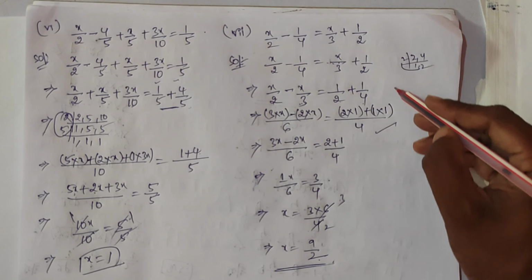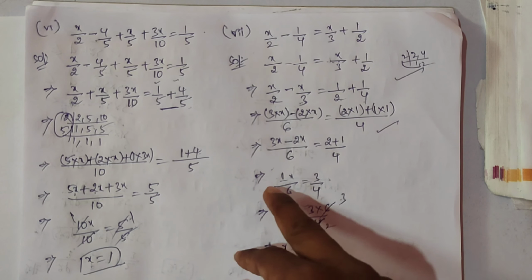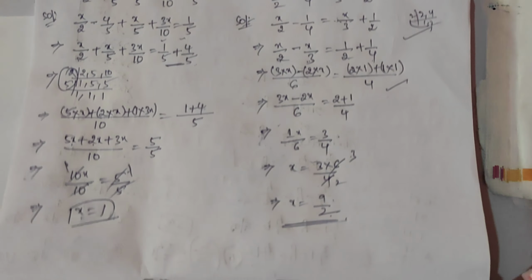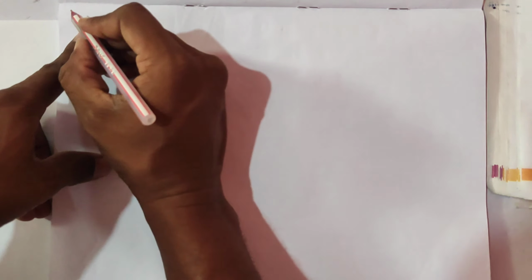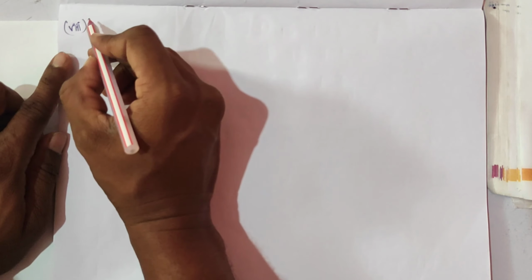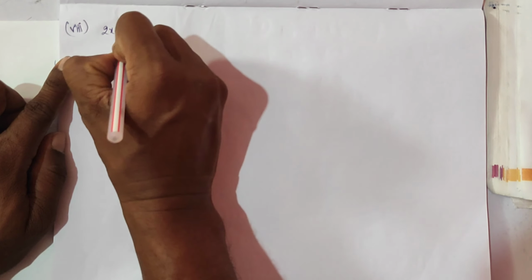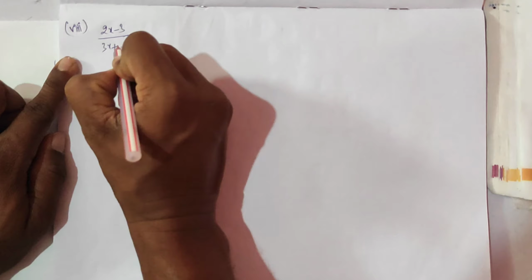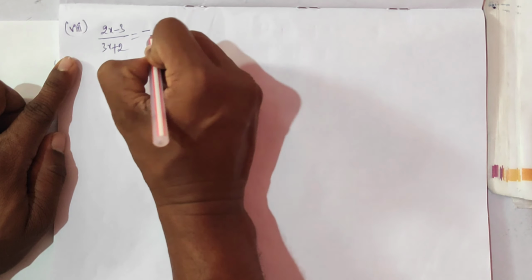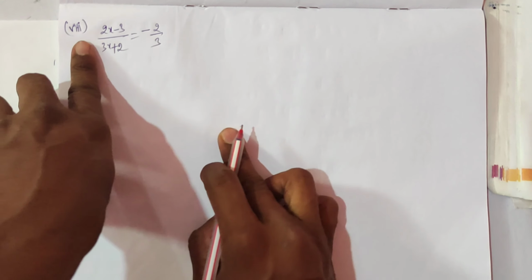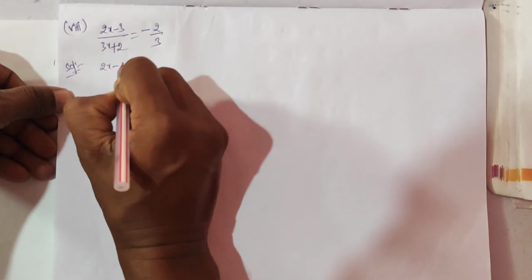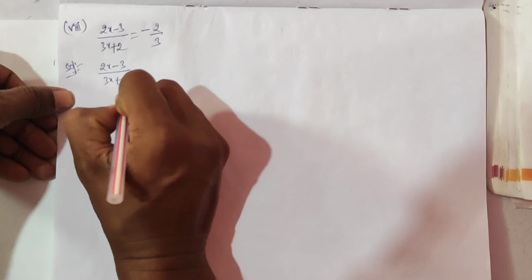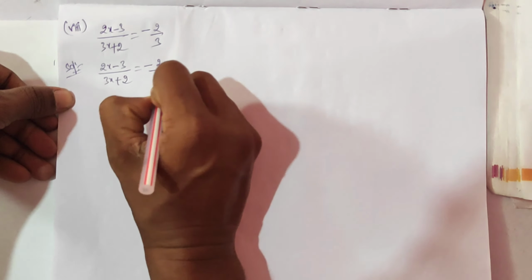So, it is all about taking the LCM and separating the variable terms and constant terms. That's it. Next one, question number 8. Question number 8 is what? 2x minus 3 by 3x plus 2 is equal to minus 2 by 3. Solution: what is given here? 2x minus 3 by 3x plus 2 is equal to minus 2 by 3.